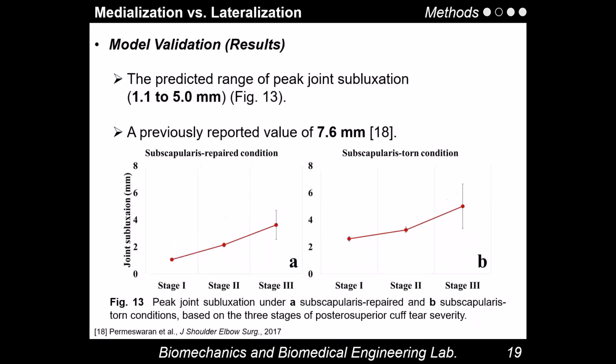Next, we validate our model using the second metric of peak joint subluxation. As shown in Figure 13, our simulations for the lateralized RTSA predict a subluxation range of 1.1 to 5 millimeters across various cuff conditions. When considering the mean and standard deviation of our data, the predicted joint subluxation was within an acceptable margin of the reported 7.6 millimeters from the literature, supporting the model's validity.